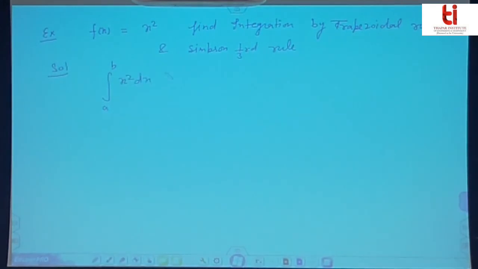When we have to find the integration by the trapezoidal and Simpson 1/3 rule, we have some interval. Let us suppose the interval is 1 to 2. So a is 1, b equal to 2. The exact integration of this function will be x cube upon 3 from 1 to 2, that is (2 cube minus 1) upon 3, it is (8 minus 1) upon 3, that is 7 upon 3.